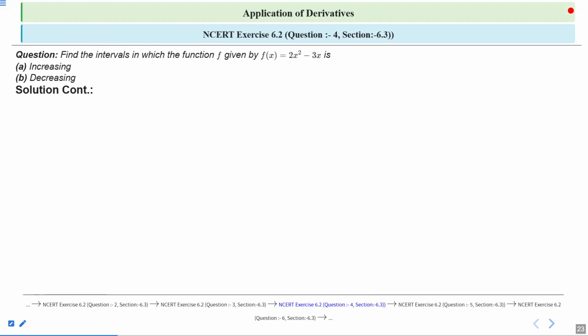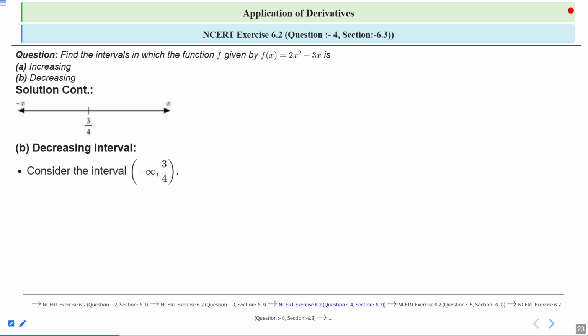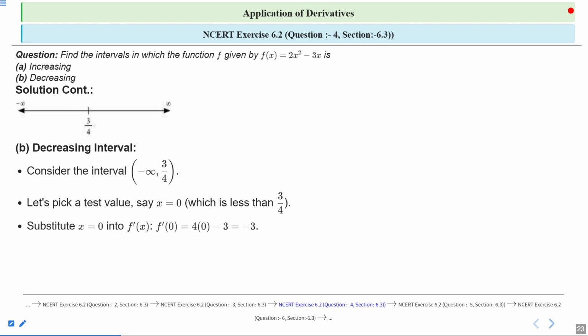Now see for part B, the decreasing interval. Consider the interval minus infinity to 3 by 4. Let's take a test value, say x equal to 0, which is less than 3 by 4. Substitute x equal to 0 into f dash x. So f dash 0 will be equal to 4 into 0 minus 3, which is equal to minus 3, right? Since minus 3 is less than 0, we have f dash x less than 0 in this interval, okay?